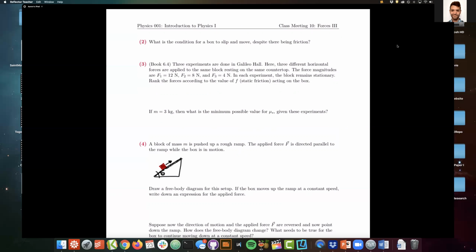Three experiments are done in Galileo Hall. Three different forces are applied. The force magnitudes are given. In each experiment, the box remains stationary. Rank the forces according to the value of static friction.